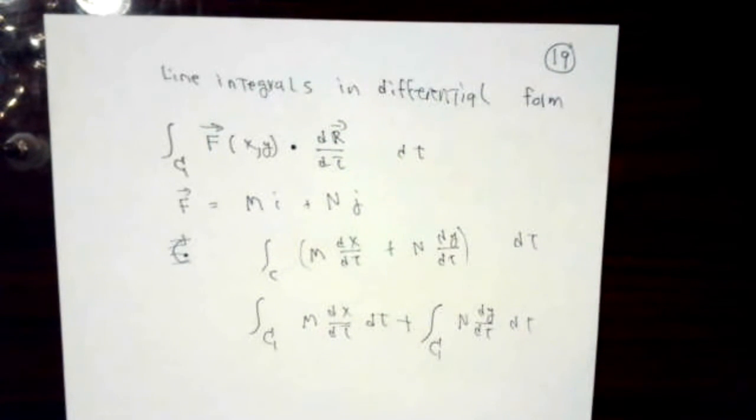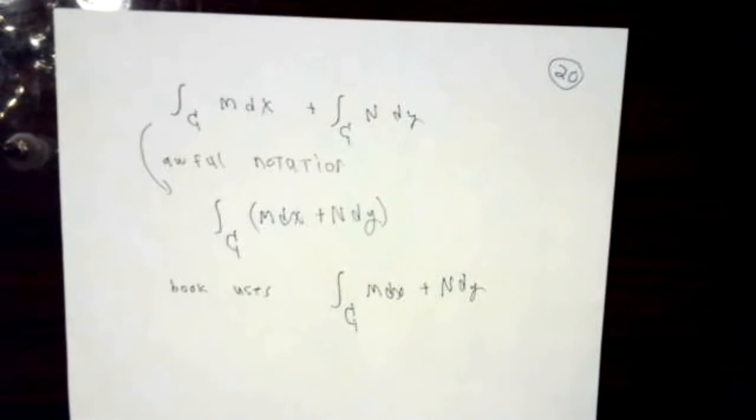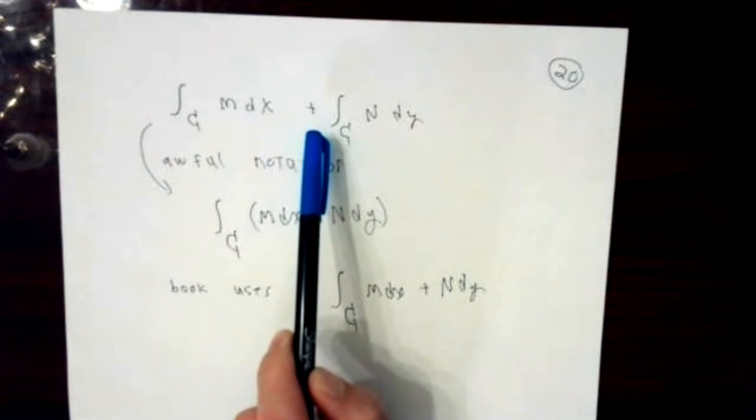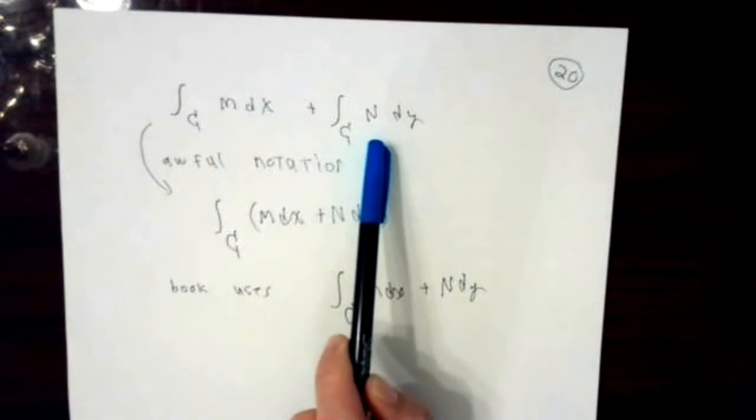If you want to think of it this way, you could think of having 2 integrals, because the integral of a sum is the sum of the integrals, and then we're going to use horrible notation. dx/dt times dt, we'll just write that as dx, and dy/dt times dt will be written as dy. So I could write my integral as the integral over curve C of m dx plus the integral over curve C of n dy.